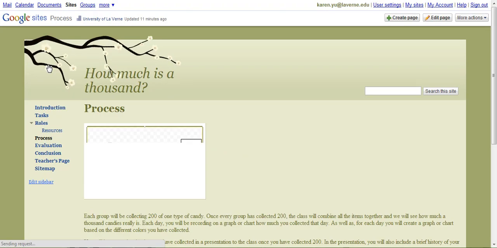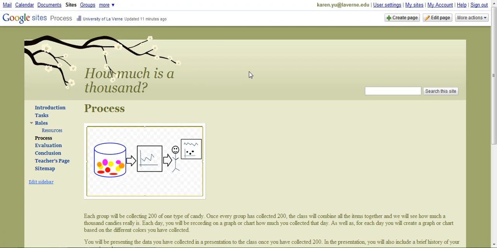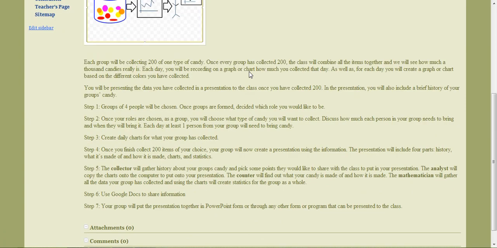My next page is my process page. This tells the students step by step what they're supposed to do once they've collected their candies, once they've collected their 200, and what the next step is. To finish their goal, they present a PowerPoint together to the class.